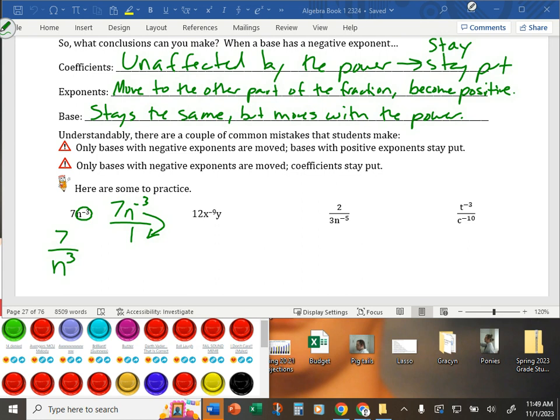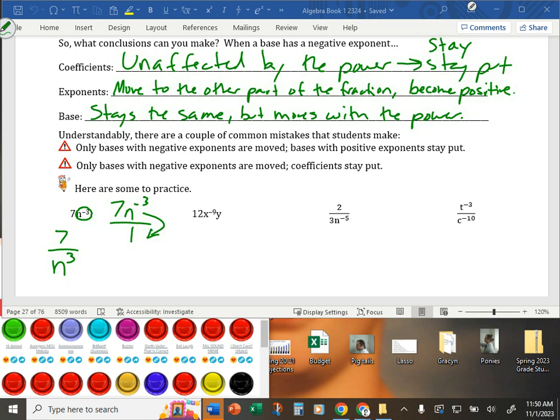Don't make this more complicated than it needs to be. I'm not saying that it's easy, but don't make it more complicated than it needs to be. Right? Don't read too deep into what does a negative power mean? Basically, it's in the wrong part of the fraction. That's it. So 12x to the negative 9th times y, which base is in the wrong part of the fraction?